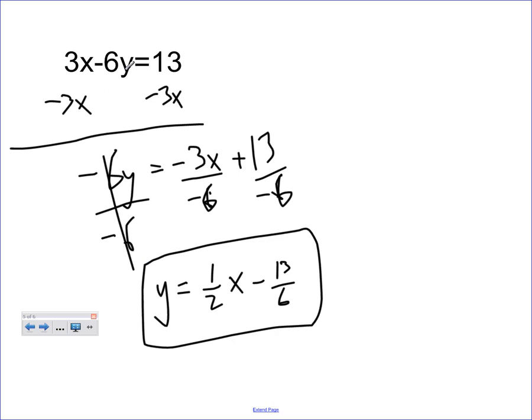So changing from standard form to slope-intercept, trick, get y by itself. It's not really a trick, it's just a strategy. It's just what we need to do, because we need to get y equals mx plus b all by itself. So we need that y all by itself. Anything hanging around, we get rid of. There you have it. Okay?